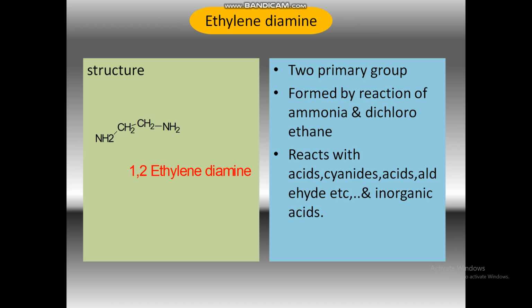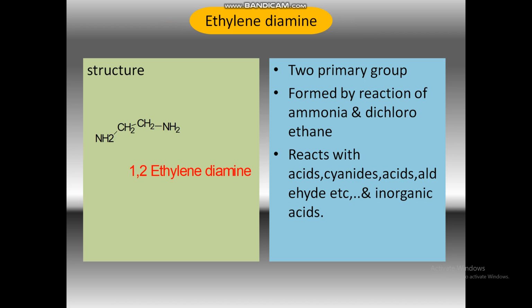So next, ethylene diamine. It is the structural formula for ethylene diamine, 1,2-ethylene diamine. That is the chemical name, 1,2-ethylene diamine. It contains two amino groups.